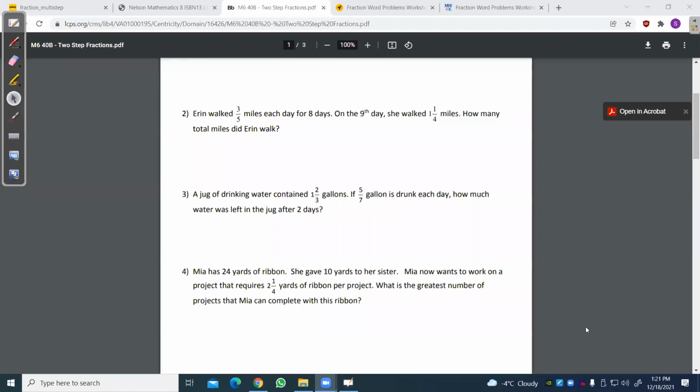All right, I got some more. The book does not have that many word problems.